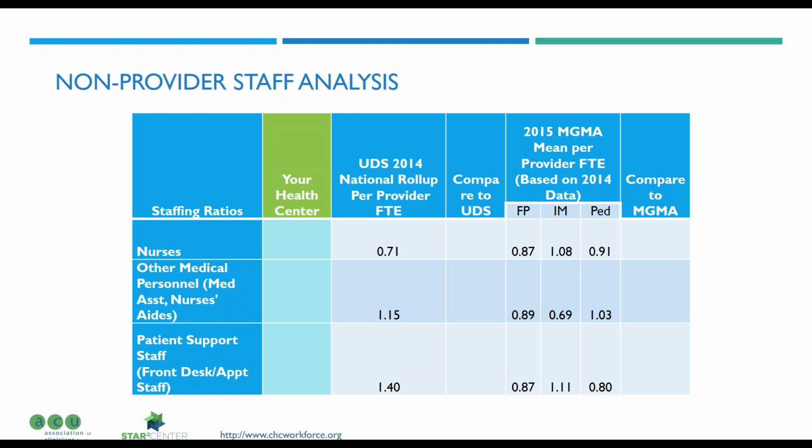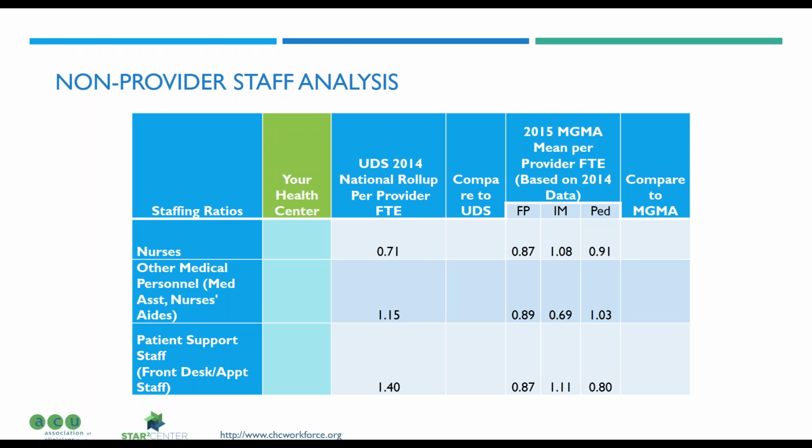And then we've given you the benchmark. The UDS benchmark first, and then a column to compare your numbers to the UDS numbers. And then the Medical Group Management Association need per provider FTE by family practice, internal medicine, and pediatrics. And again, a comparison spot for how you compare to MGMA.